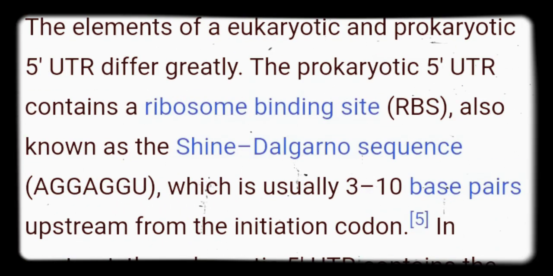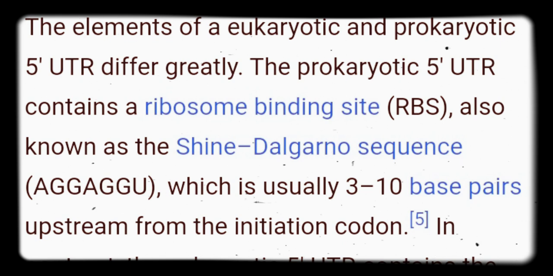Now, the elements of the eukaryotic and prokaryotic 5' UTR vary greatly. I have already said that the elements found within the 5' UTR in prokaryotes and in eukaryotes will be different from each other.